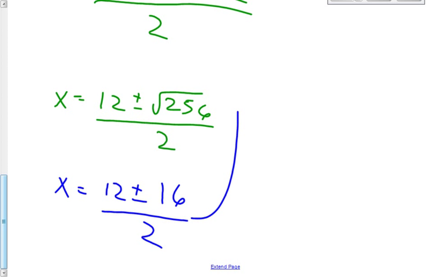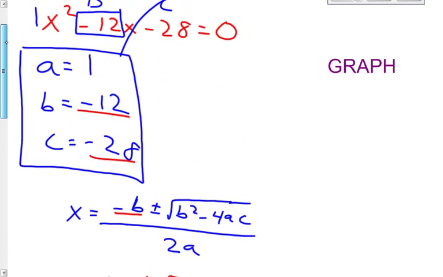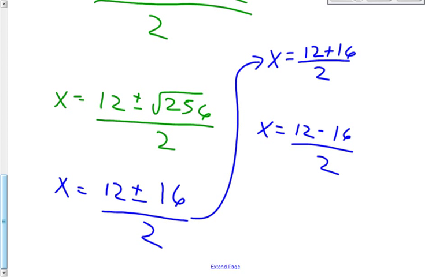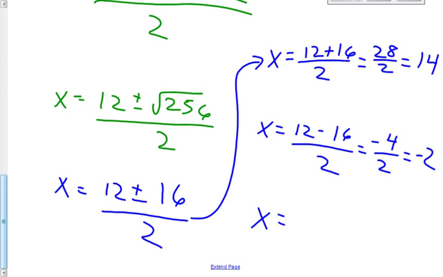So we have two different answers for x. As you know, it's a quadratic, and quadratics always have two solutions. So one of them is going to be x equals 12 plus 16 divided by 2. And the other solution is x equals 12 minus 16 divided by 2. So 12 plus 16 is 28. 28 divided by 2, x equals 14. There's one of my answers. The other one, 12 minus 16, is a negative 4. A negative 4 divided by 2 is a negative 2. I have two solutions, x equals 14 and x equals a negative 2.